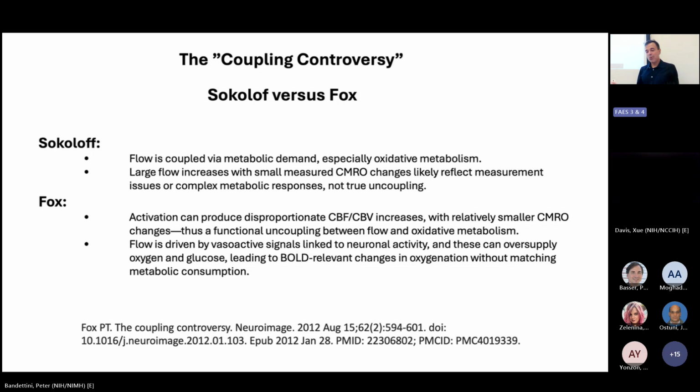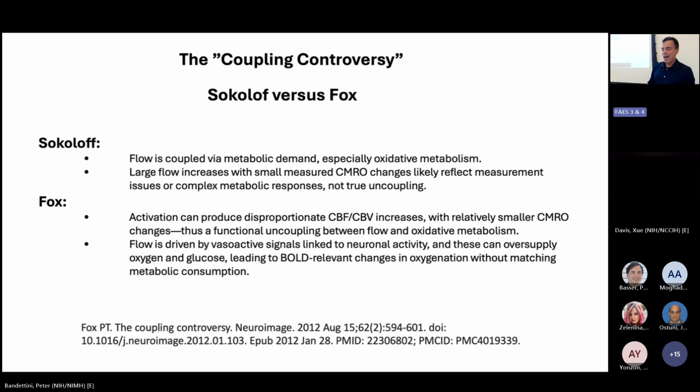I mean, there's no reason to think that shouldn't be the case. And so what Fox argued with his PET paper that he produced in '86, and with further evidence from fMRI, was that there was this decoupling, that the flow was overshooting the need for oxygen to increase the metabolic rate. Metabolic rate only goes up a little bit.